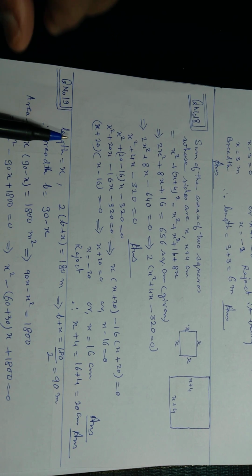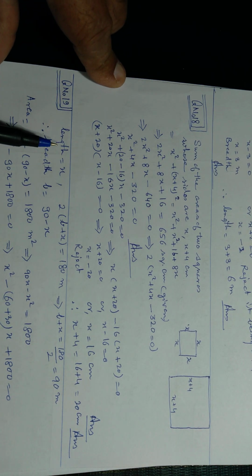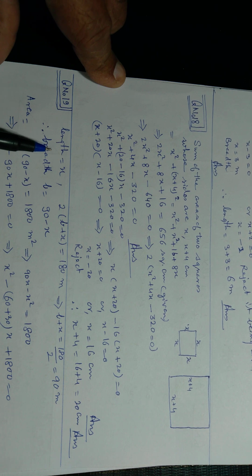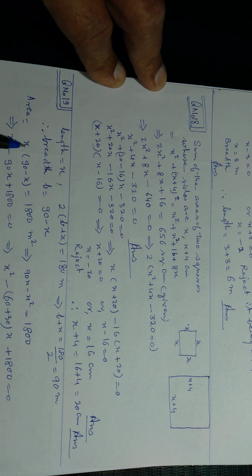Question 19 states that the perimeter of a rectangular plot is 180 meter and its area is 1800 square meters. Take the length of the plot as x meter. Use the perimeter 180 meter to write the value of the breadth in terms of x. Use the value of length, breadth and the area to write an equation in x. Solve the equation to calculate the length and breadth of the plot.